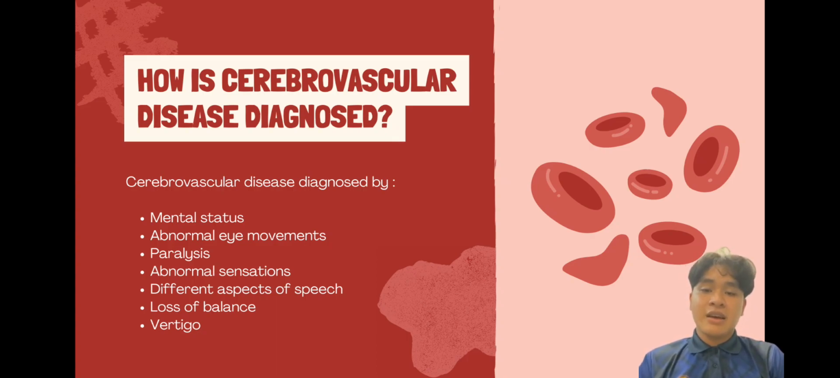After that, abnormal eye movement or vision changes. Then, weakness or paralysis. And also different aspects of speech like fluency, comprehension and naming. Then, loss of balance and coordination. After that, vertigo, or a room-spinning sensation.